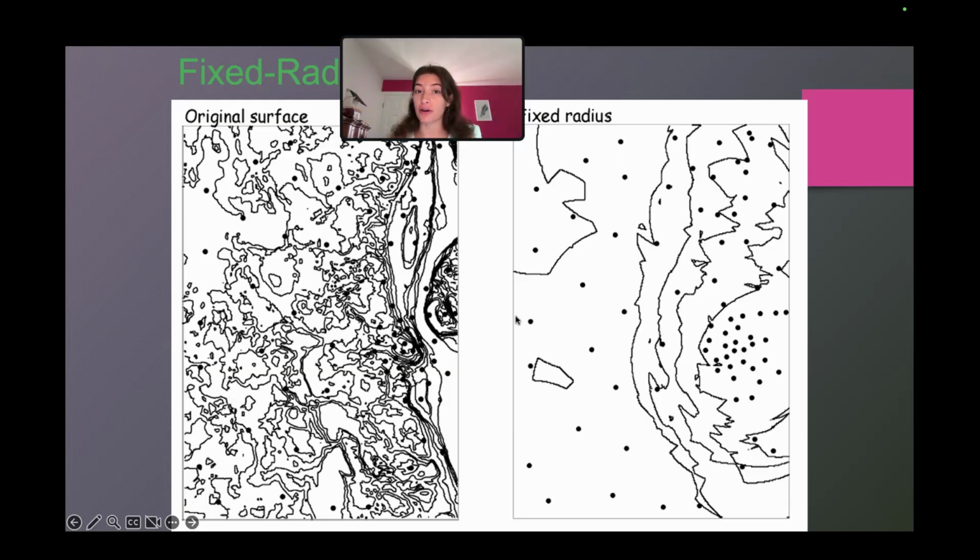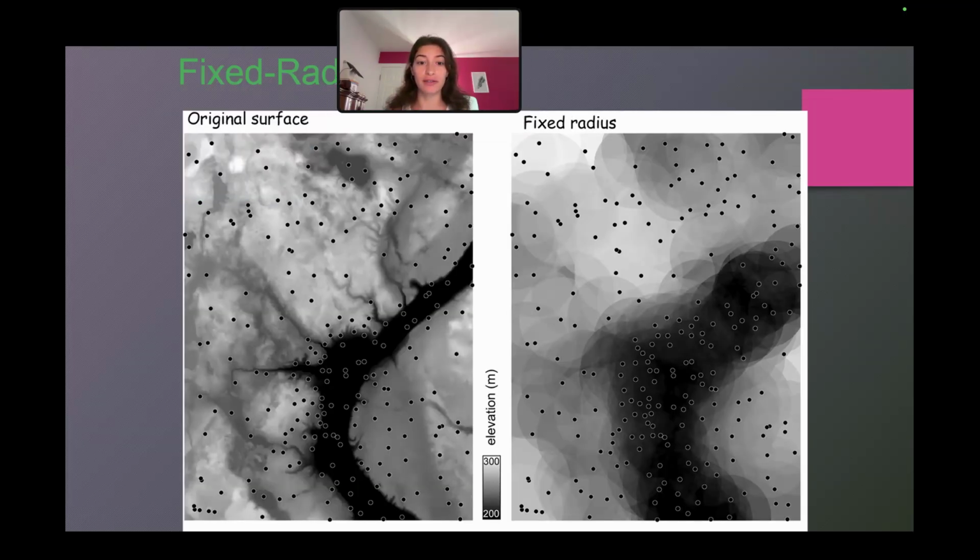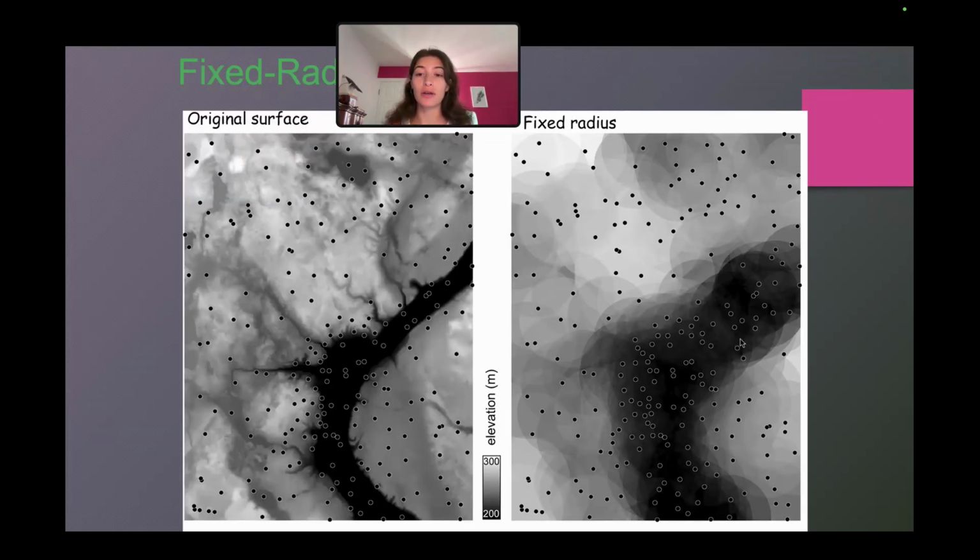So radius size is very important. This here again is the original surface on a raster looking, and this is it on the fixed radius effect, still on a raster. This is kind of that output that you can imagine. So we still see, it looks like this might be a body of water, right? Or a very low elevation area, this black line that's kind of moving through. In our fixed radius application, you can still generally see that that's there, but there's not much resolution.